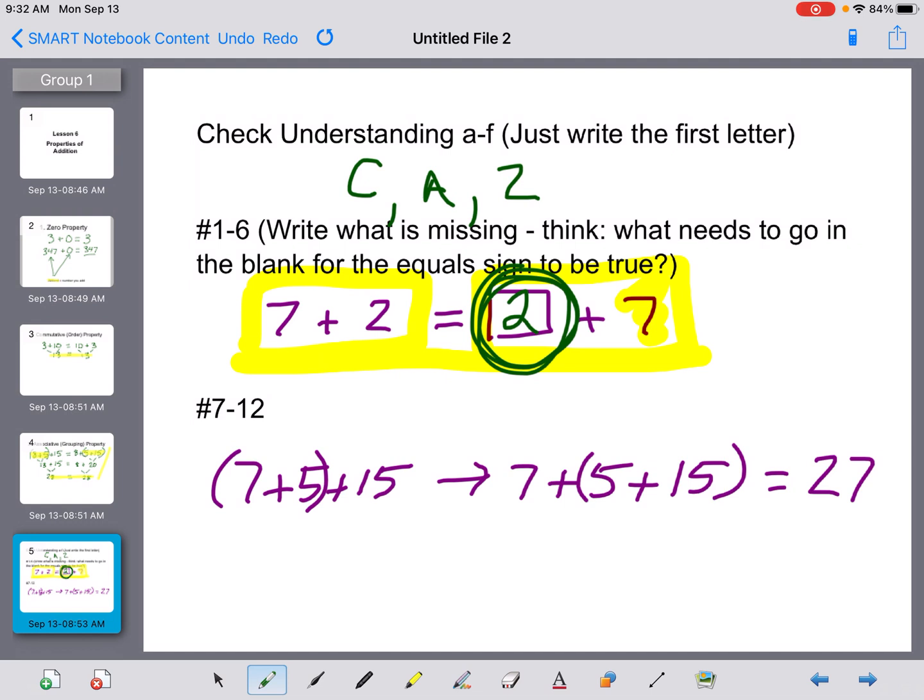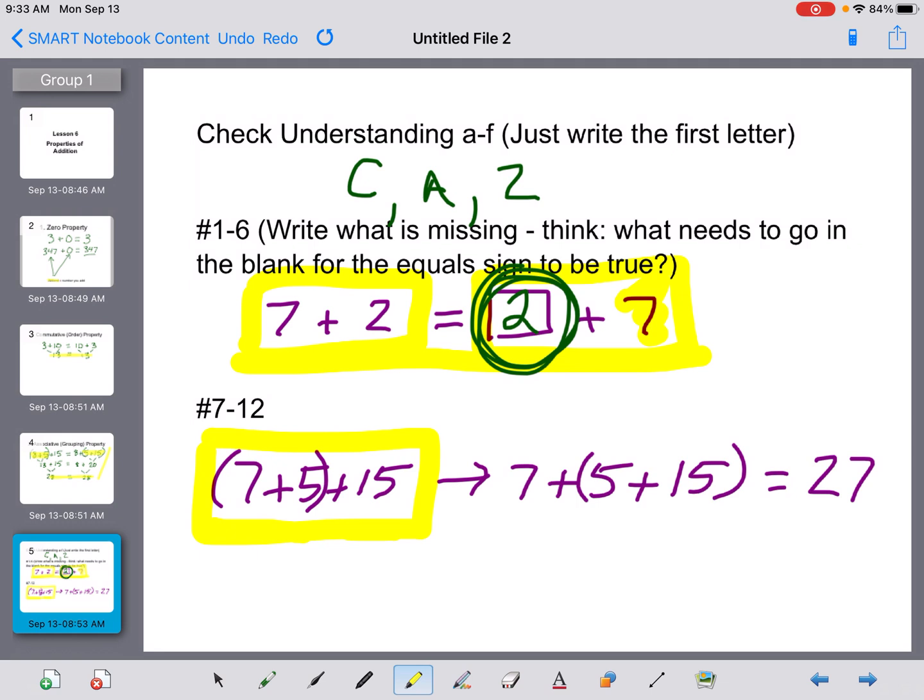Then the last section, numbers 7 through 12, what they are going to give you is an equation, and they would like you to rewrite it using the associative property, which really just means to group the addends differently, okay? So here's an example of what you might see. 7 plus 5 is being grouped together, and then we are adding a 15. So this is what you would see in your textbook for numbers 7 through 12.